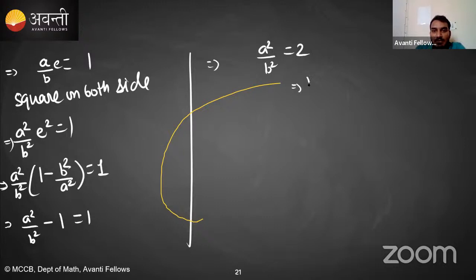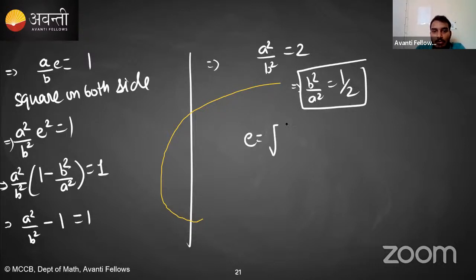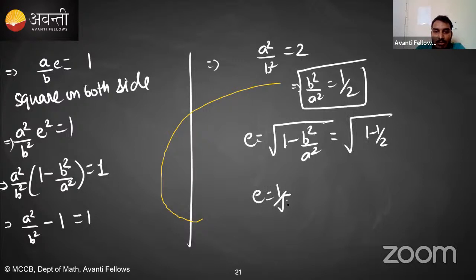So it implies b square upon a square कितना आ गया? 1/2. Right? So eccentricity क्या होती है? Under root of 1 minus b square upon a square. It means under root of 1 minus 1/2. So eccentricity कितना आ गया? 1/root 2. Is this clear, everyone?